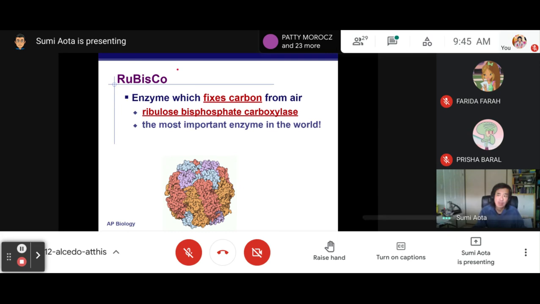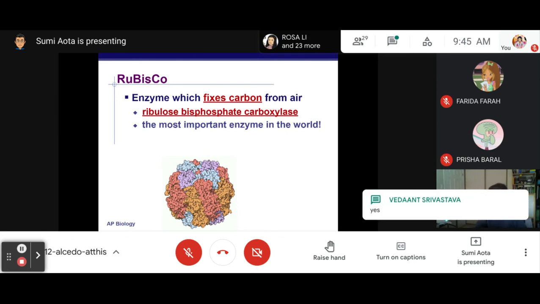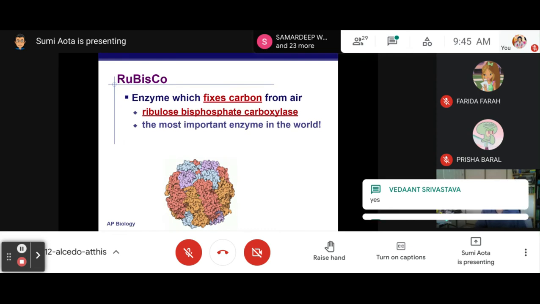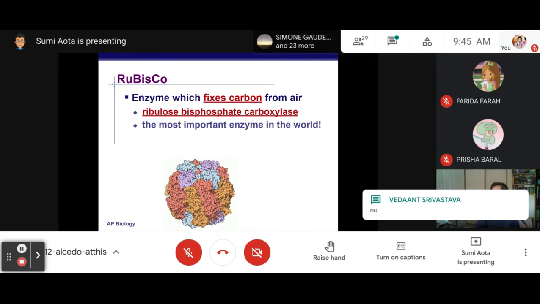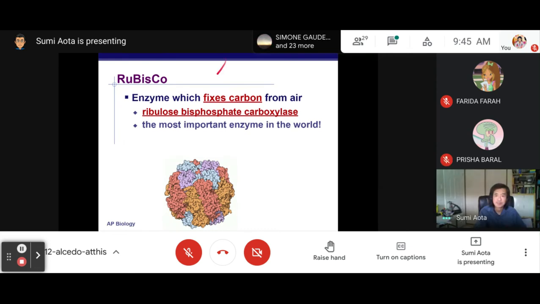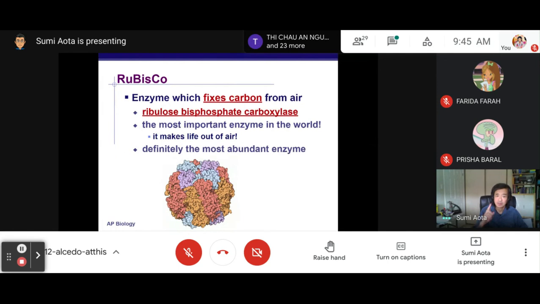Okay? Could plants live without consumers? Yes. Can consumers live without producers? Right? This is why it's so important. Okay? So this molecule literally makes life out of air. It's most definitely the most abundant enzyme on this planet, right? Because it's present in huge amounts in every single plant on this planet.